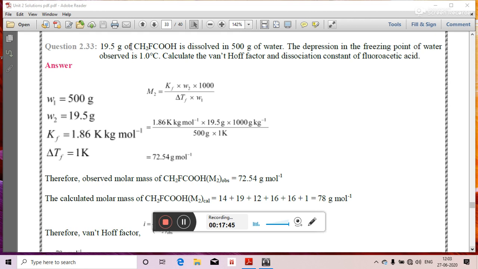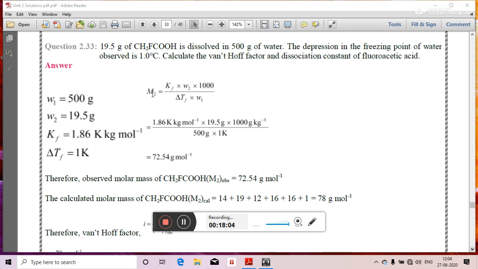Question number 33. 19.5 gram of fluoroacetic acid is dissolved in 500 gram of water. The depression in the freezing point of water observed is 1 degree Celsius. Calculate the Van't Hoff factor and the dissociation constant of fluoroacetic acid.